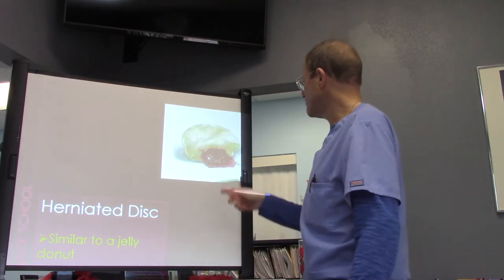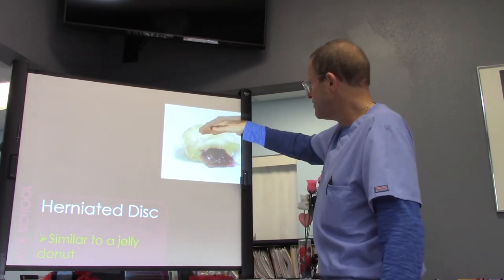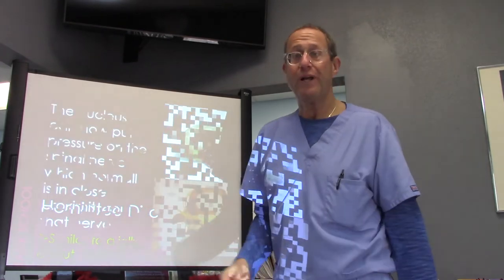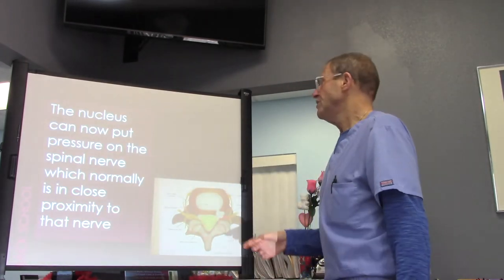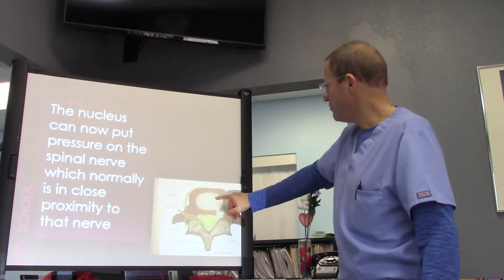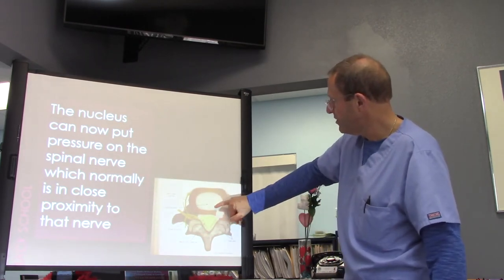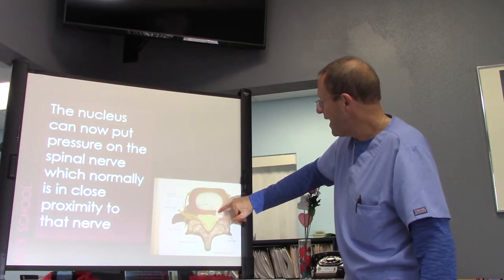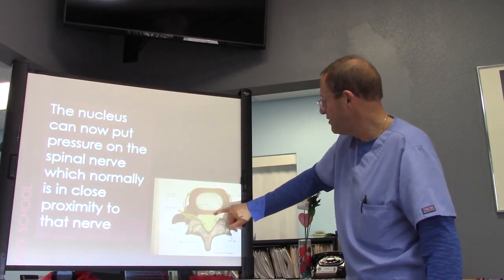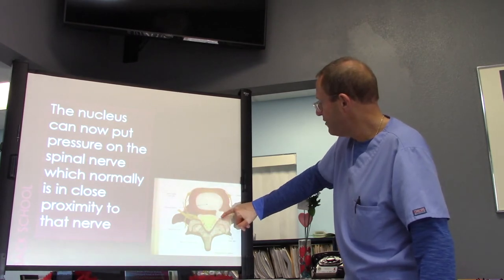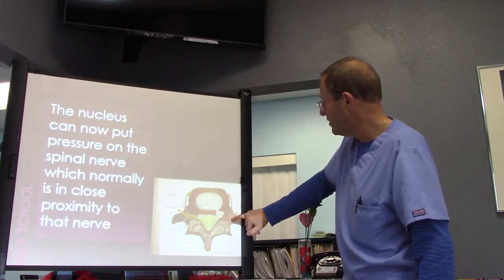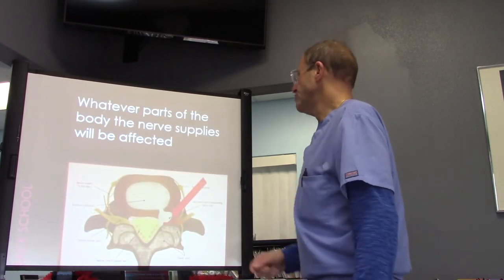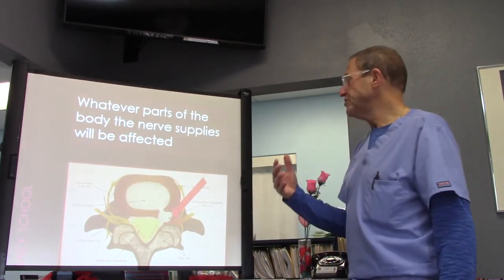Herniated disc, I said before, is similar to a jelly donut. You squeeze the donut and the gel oozes out through the dough, and that's what happens with a herniated disc. The nucleus can now put pressure on the spinal nerve. So hopefully you could see this. Here's the nucleus, and it is moving outwards through tears in the annular fibers, and therefore it's moved out enough where it's pressing on the spinal nerve.